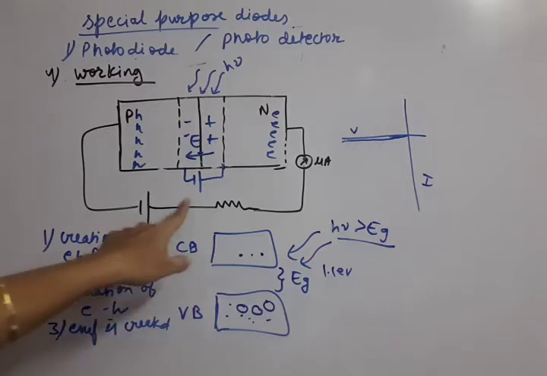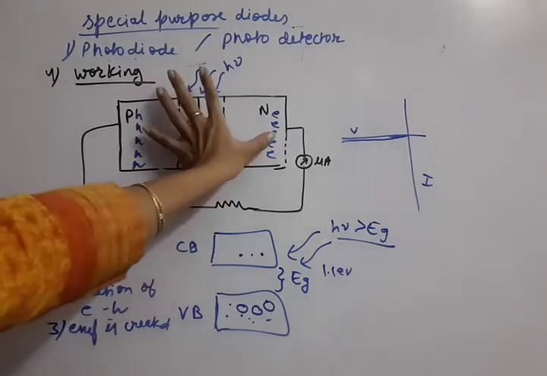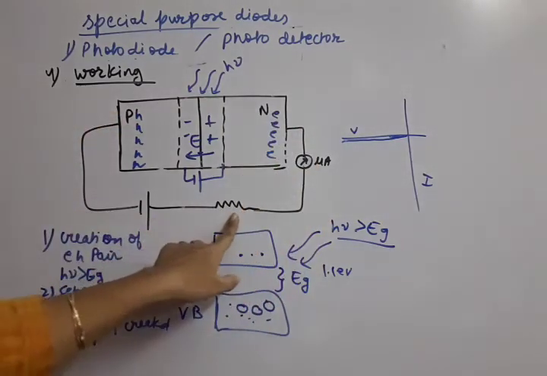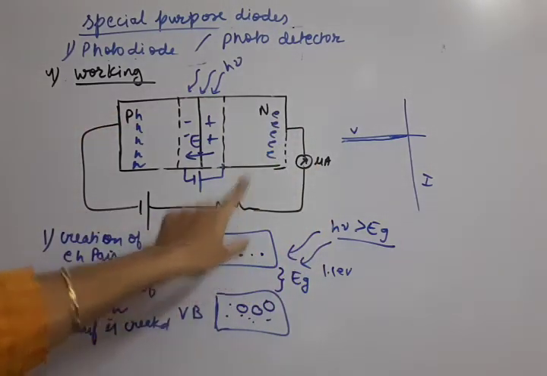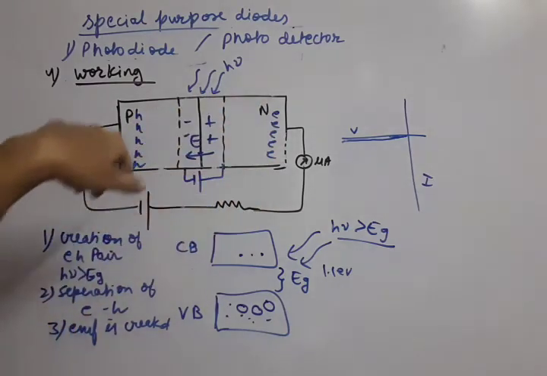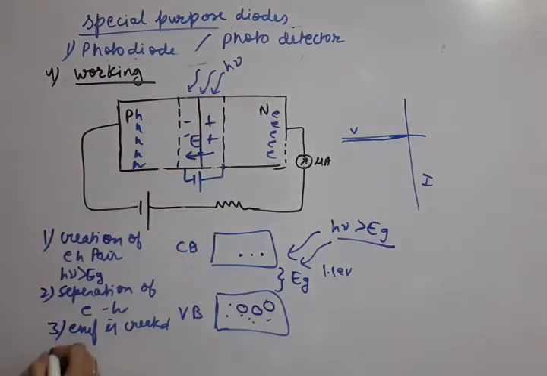Okay, so what will happen now? Because of this created EMF, if we connect the two ends with any load, then because of the EMF or voltage difference, the current will start flowing. So the fourth step is: if load is connected, then current flows. Overall these are the four steps of working. We will be writing it in detail.